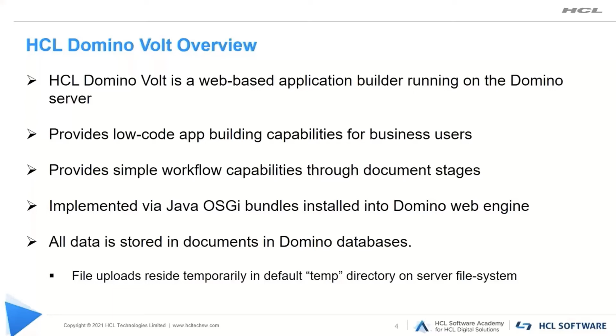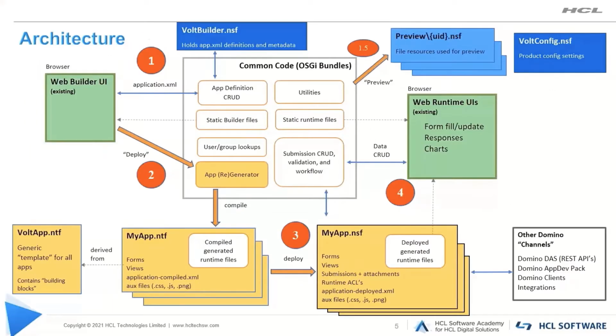Moving to the next slide. This is an architecture diagram for Domino Vault. At number 1, Web Builder UI is an application editor used for building apps from the browser. At number 4, Web Runtime UI is the end product after building the app and is accessed by end users on the browsers. Domino Vault is built upon OSGi bundles.